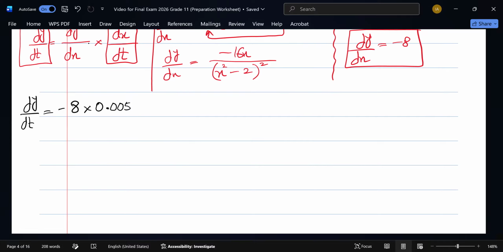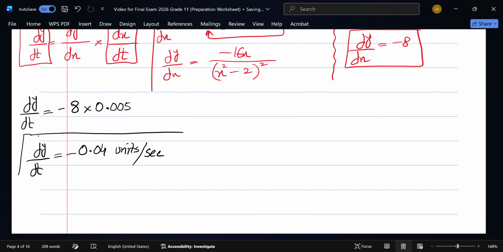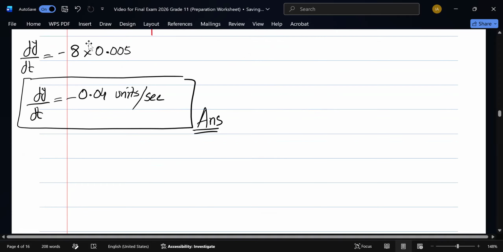That's going to be dy over dt is negative 0.04 units per second. This is the rate of change of y with respect to time. This is what they ask you to calculate. Okay, let's take on the next question.